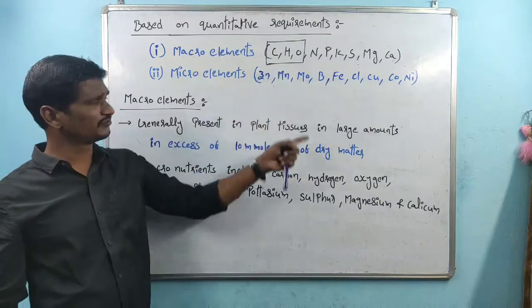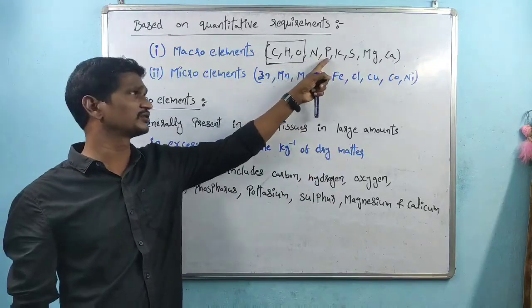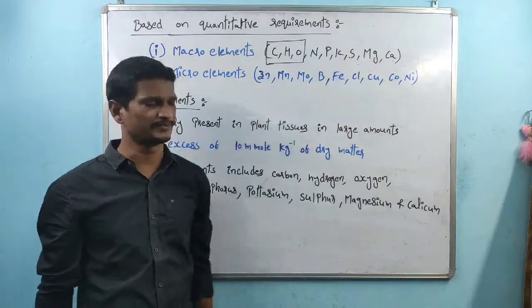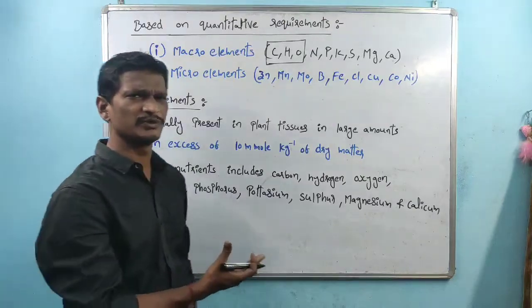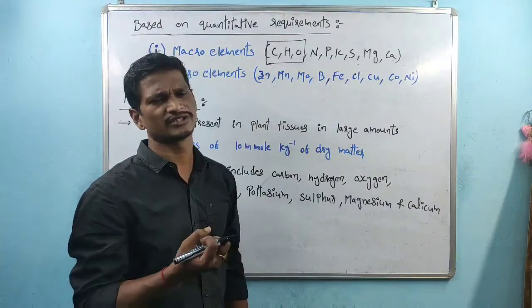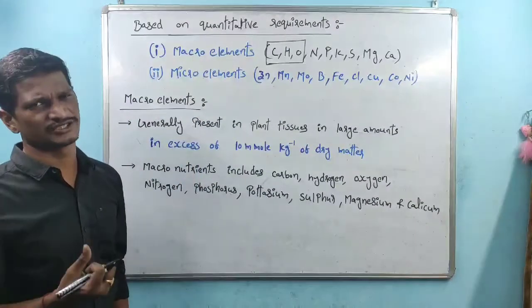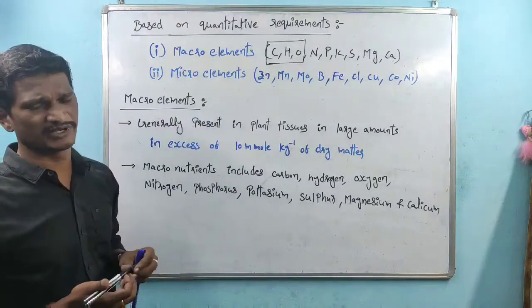Macronutrients include carbon, hydrogen, oxygen, nitrogen, phosphorus, potassium, sulfur, magnesium, calcium. These are the macro elements because they require more concentration. The others are micro because they require less concentration. That is about the macro elements. Next we will discuss the micro elements.